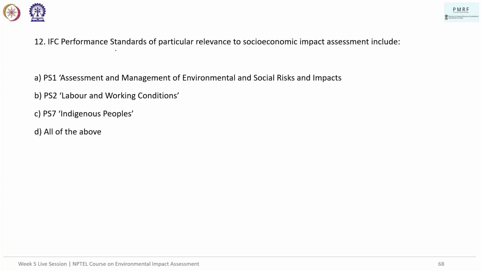IFC performance standards of particular relevance to socioeconomic impact assessment include: A. Performance Standard 1, Assessment and Management of Environmental and Social Risks and Impacts. B. PS2, Labor and Working Conditions. C. PS7, Indigenous Peoples. Or D. All of the above. Any responses? Okay, we have one response. Any others? So you are right. The answer is all of the above.